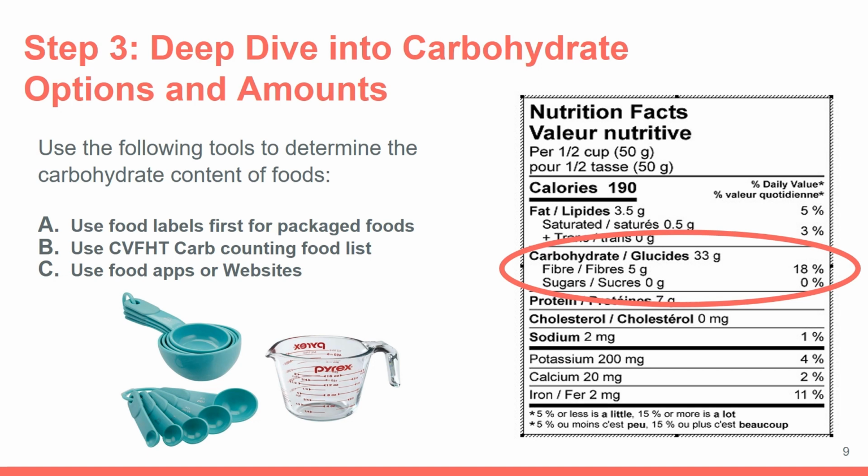Let's take a look at the label above. If you take away 5 grams, that's the fiber content of this label, from 33 grams, you are left with 28 grams of available carbohydrate that will impact your blood sugars.